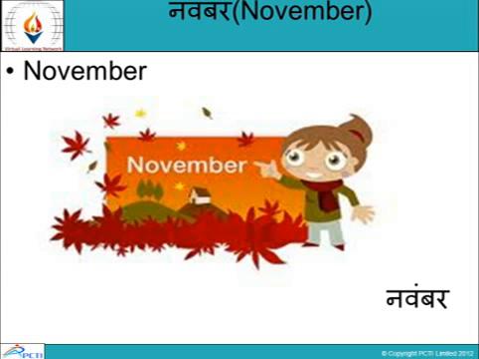We are totally covered. We want hot drinks, tea, coffee to keep us warm. We have started putting on woolen clothes to keep us warm. It's the month of November. In Hindi we call it November.